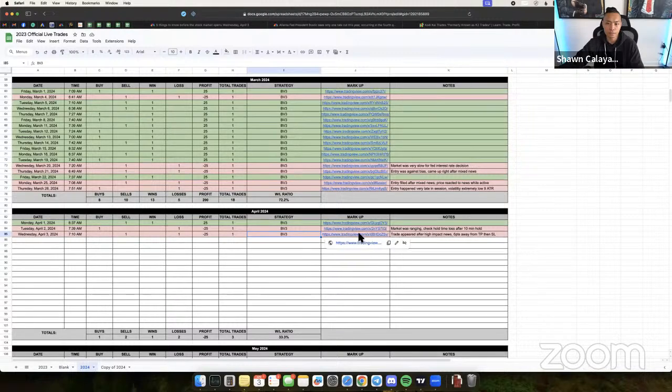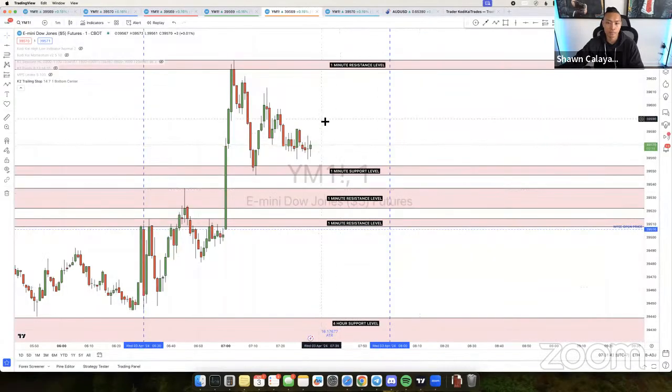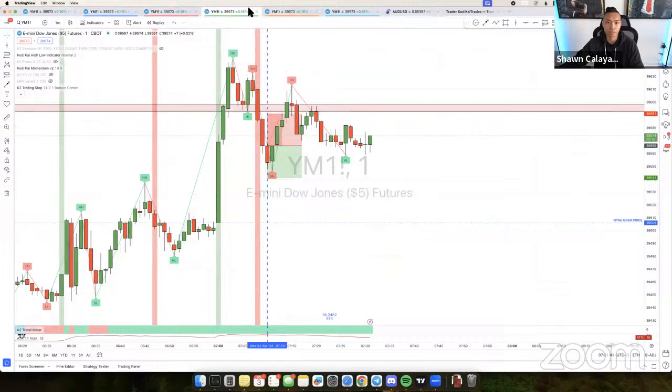And then also for this one over here, the trade today, everything kind of lined up perfect, but it just didn't play out how we wanted it to. Because now price here is still just going sideways.